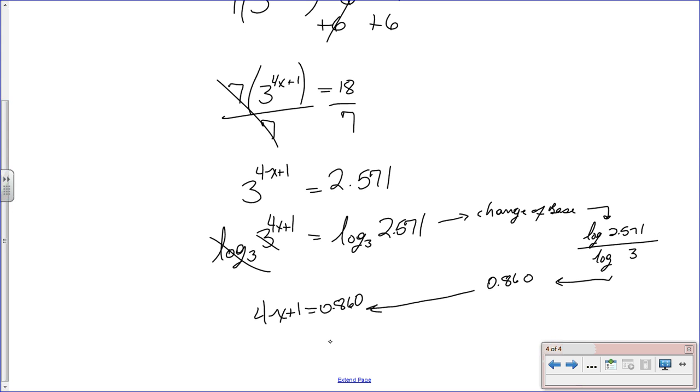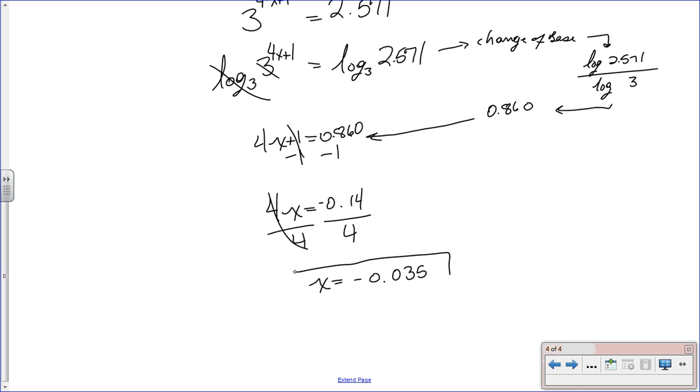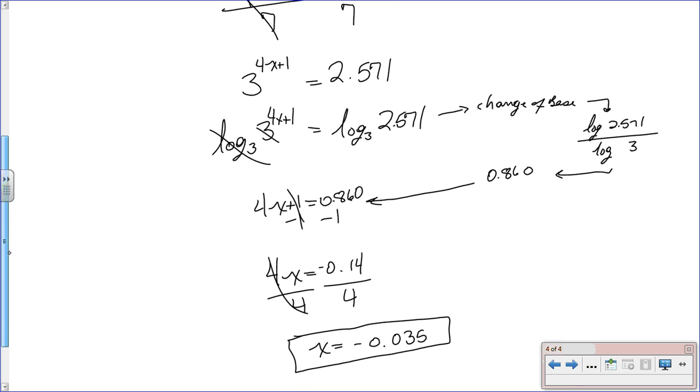Alright, now minus 1 from both sides. Let me extend the page. Minus 1 from both sides. So 4x equals 0.014. Divide both sides by 4. So x equals negative 0.035. Yes, it is okay for this to be a negative, because it is up in your exponent.